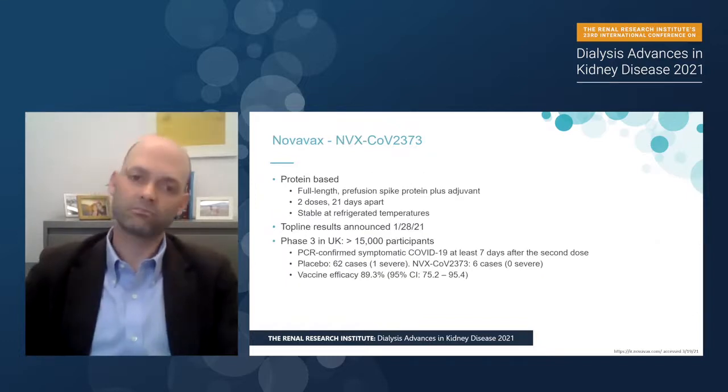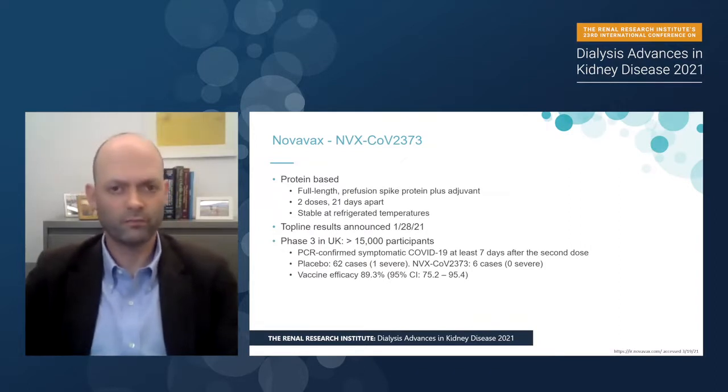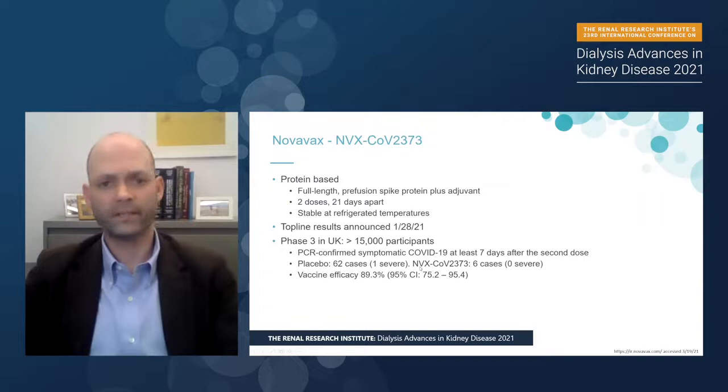Now, the last vaccine that we'll be talking about is the Novavax vaccine. So this is actually technology a little bit more familiar to us. This is a protein-based vaccine, much like the pneumococcal and meningococcal vaccines that we have been using for decades. The protein they use, much like the other targets, is the spike protein. So this is a full-length pre-fusion spike protein plus an adjuvant.